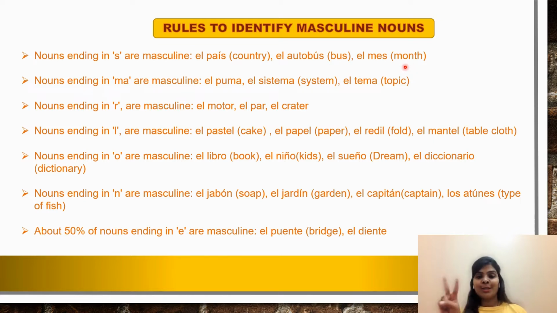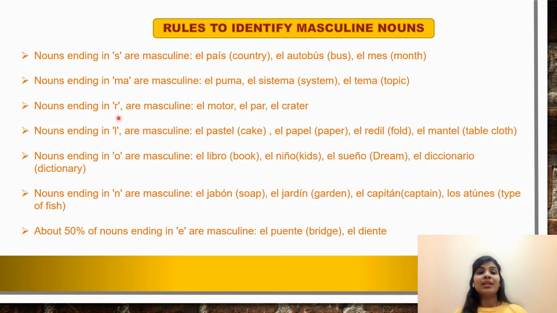Rule number 2. Nouns ending in MA are masculine in nature. Example: el puma; el sistema, system; el tema, the topic. Anything ending with an MA is masculine.